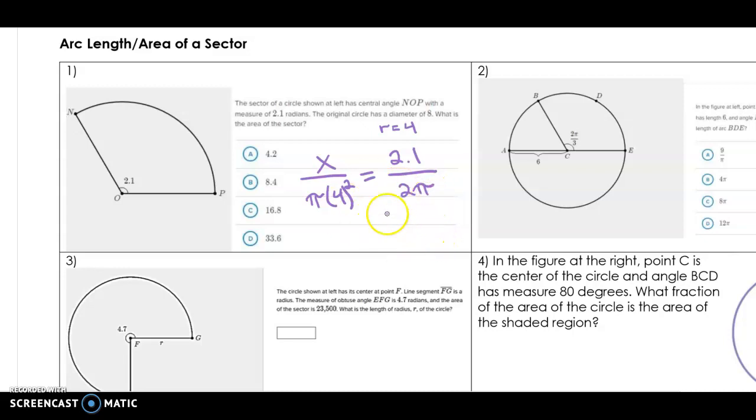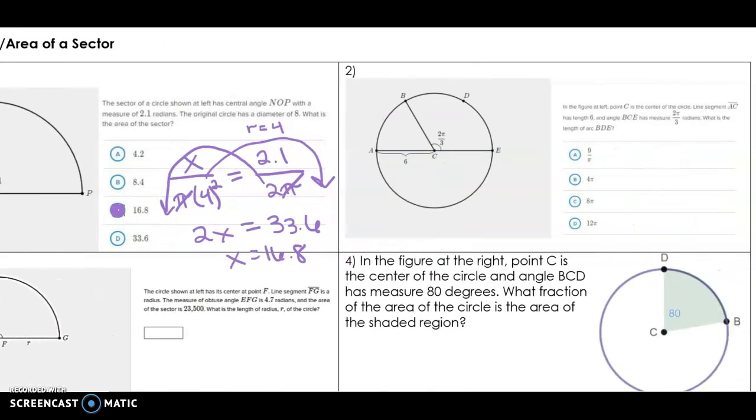Okay, now I can solve for x. These pi's can cancel out. Cool. Let's cross multiply. So I get 2x is equal to 16 times 2.1, which is 33.6, divided by 2. X is 16.8. There you have it. Number 1 is C. All right, let's move on to number 2.